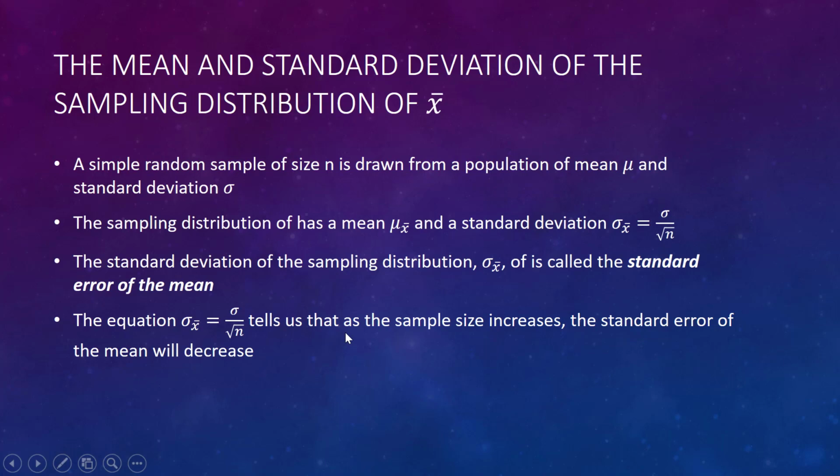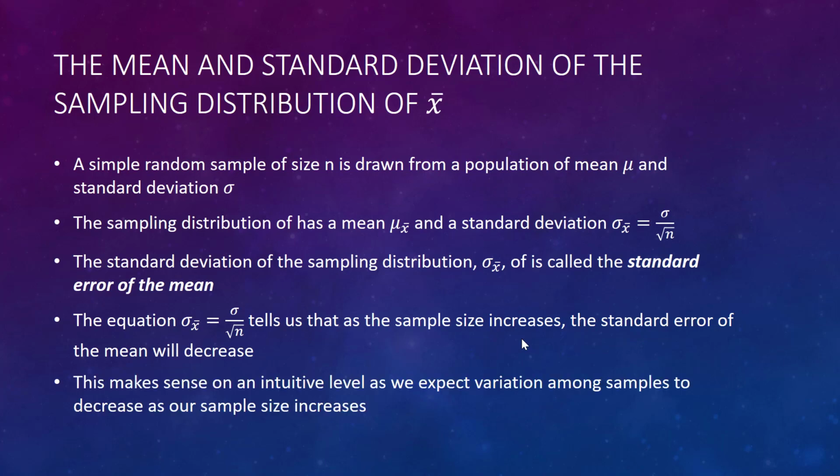This equation tells us that as the sample size increases, the standard error of the mean, or the sampling distribution's standard deviation, will decrease. This makes sense on an intuitive level, as we expect variation among samples to decrease as our sample size increases.